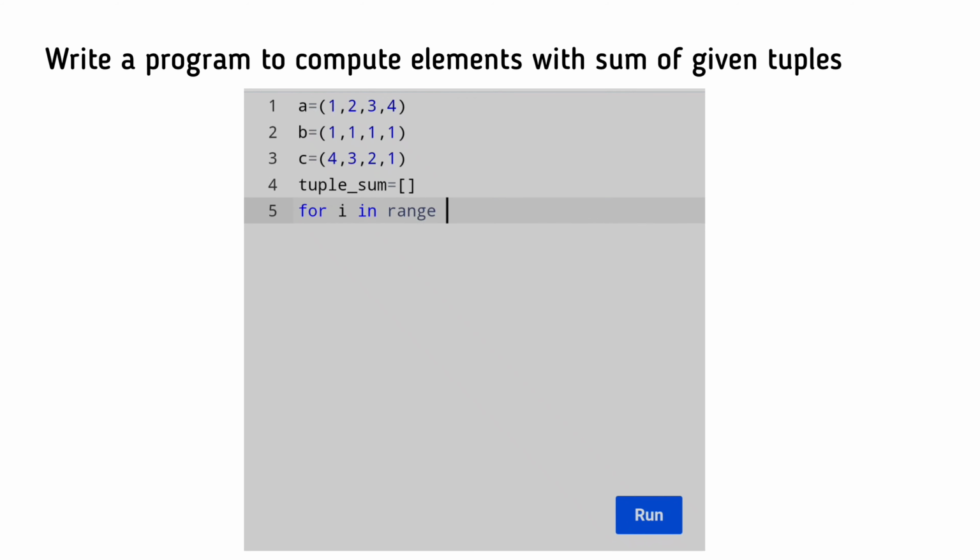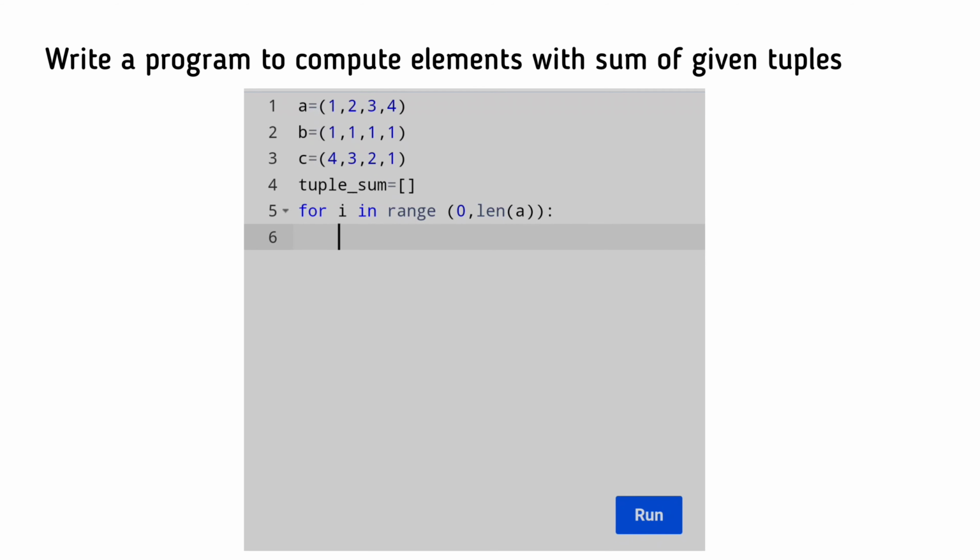Write a program to compute the element-wise sum of given tuples. I take a equal to 1 2 3 4, b equal to 1 1 1 1 and c equal to 4 3 2 1. Later I take tuple sum as an empty list and use a for loop, for i in range of 0 comma length of a. All the lengths are the same, so I take the length of a.